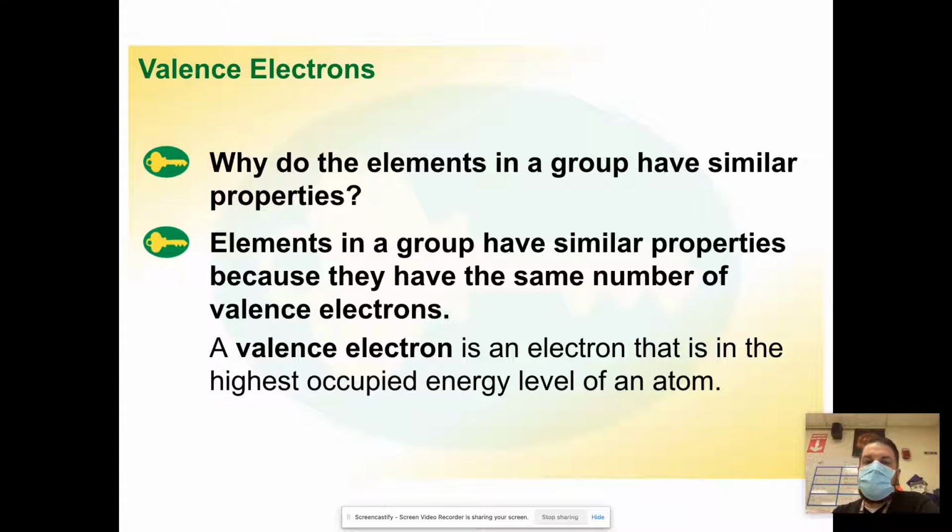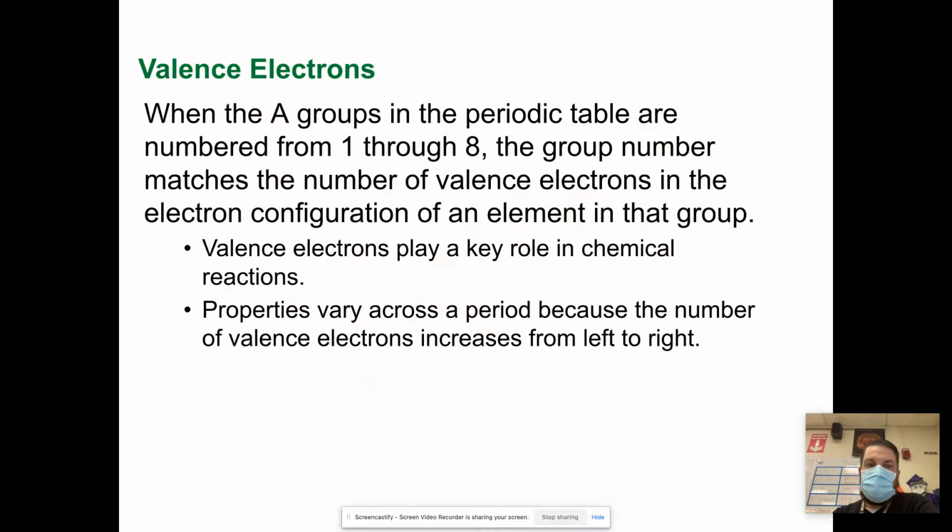Elements in a group have similar properties because they have the same number of valence electrons. A valence electron is an electron in the highest occupied energy level of an atom. When the A groups in the periodic table are numbered 1 through 8, the group number matches the number of valence electrons in the electron configuration of an element in that group. Valence electrons play a key role in chemical reactions. Properties vary across a period because the number of valence electrons increases from left to right.